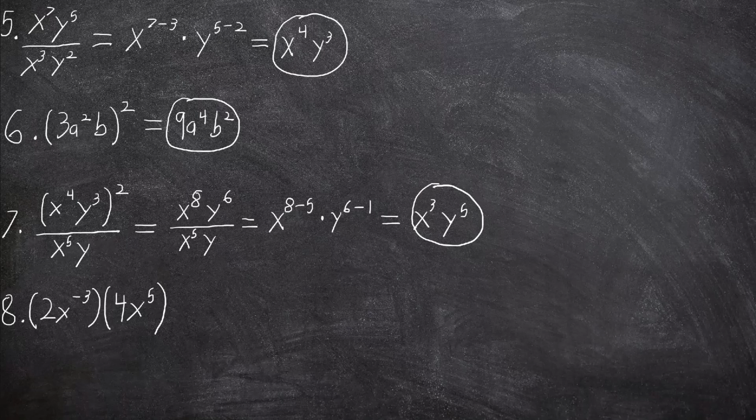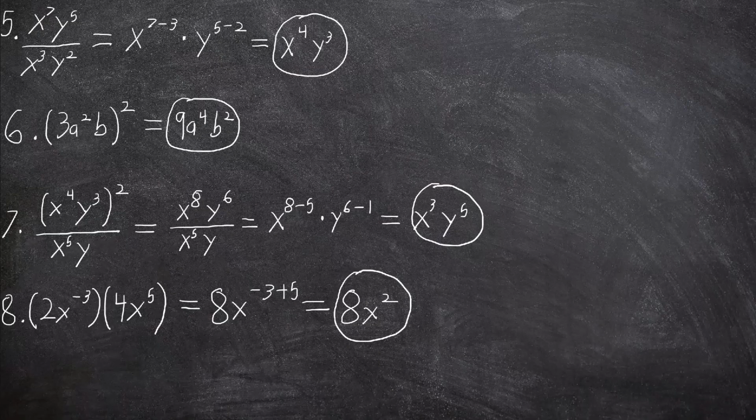For number 8, we have 2x to the negative 3 times 4x to the 5th power. Multiplying the coefficients together first, we get 8 and then x to the negative 3 plus 5. Doing the math here, we get 8x squared. And this would be the final answer for number 8. If you were able to work through these on your own, good job. If not, that's okay. We're going to hop into our last few problems.